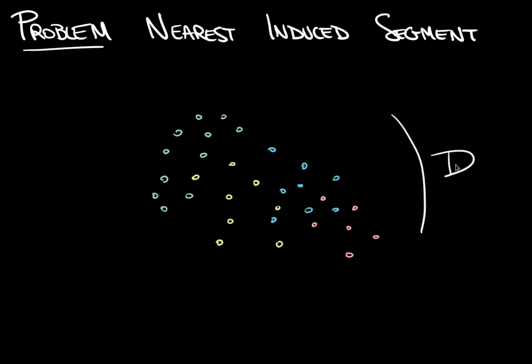Here is another example, a variant of the first generalization we just saw. In the nearest induced segment problem, the answer to a query is the segment induced by the dataset that is closest to the query point. Again, there are a quadratic number of candidates and hence the brute force algorithm is not efficient.